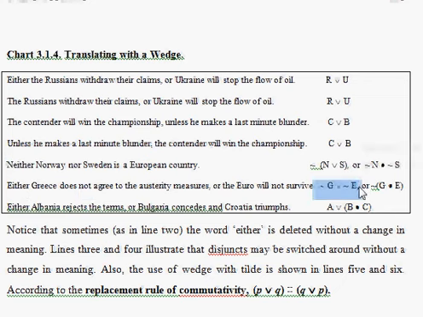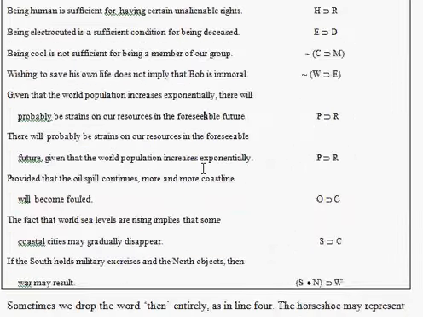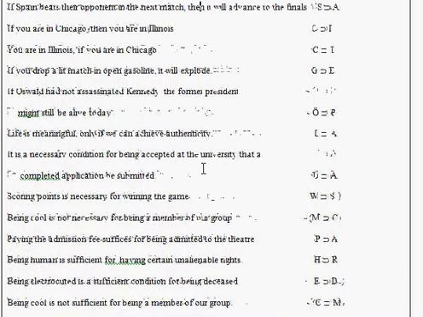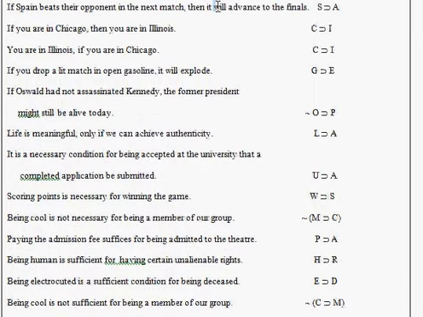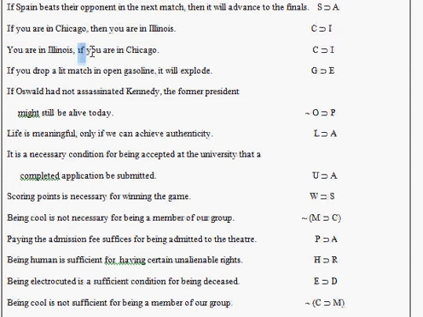Next one is horseshoe. Horseshoe is translating an if-then, so you can have, for example, if Spain beats the opponent, then we'll advance in the finals. If you live in Chicago, you're in Illinois. But don't think just because it's in a certain order, that's right. The word if signals the antecedent. So if you say you are in Illinois if you are in Chicago, the C, the if part, is the antecedent, and so it goes before.